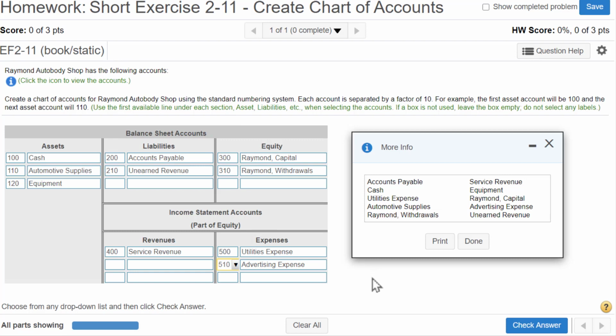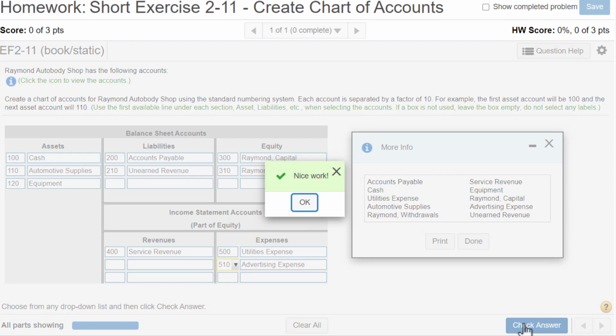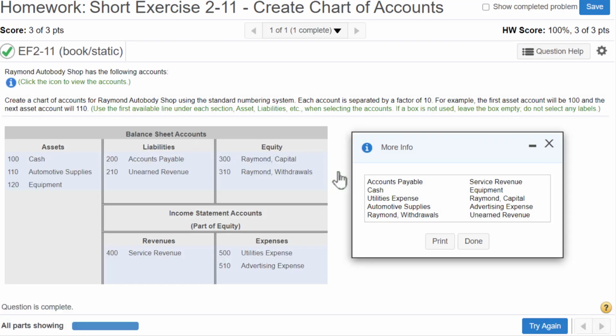Let's see if that looks good. I think everything looks good. Check your answer. Nice work. And that's it.